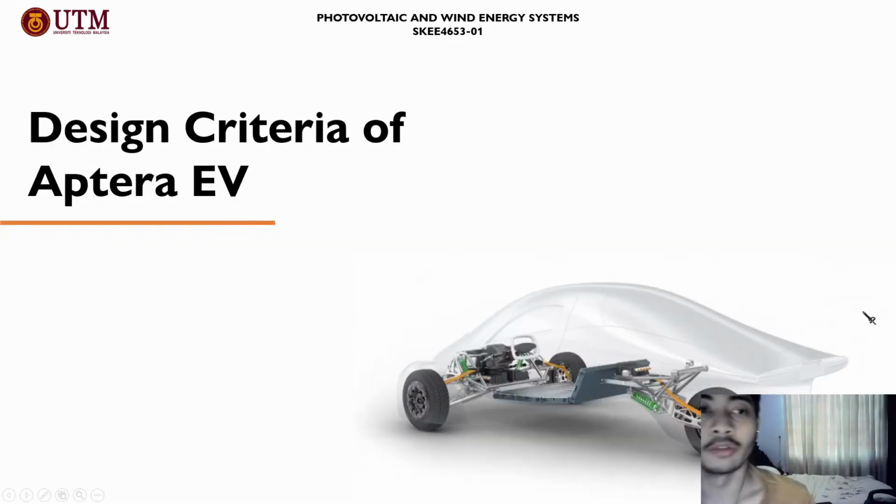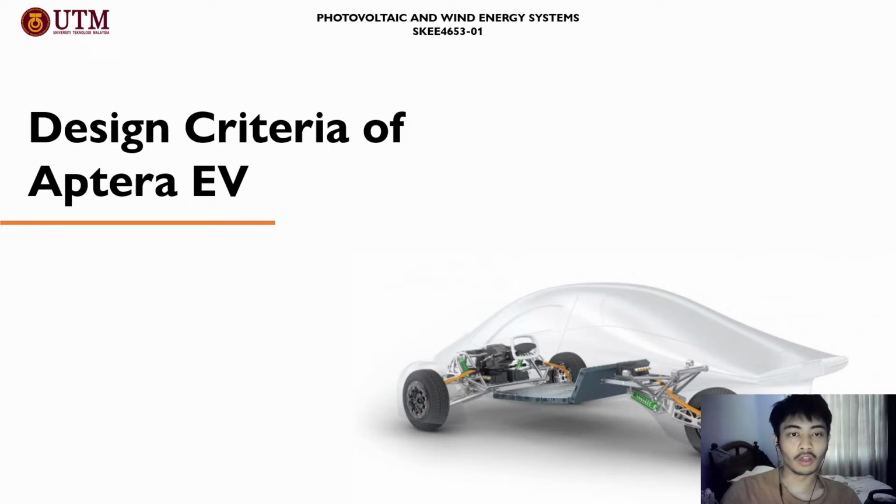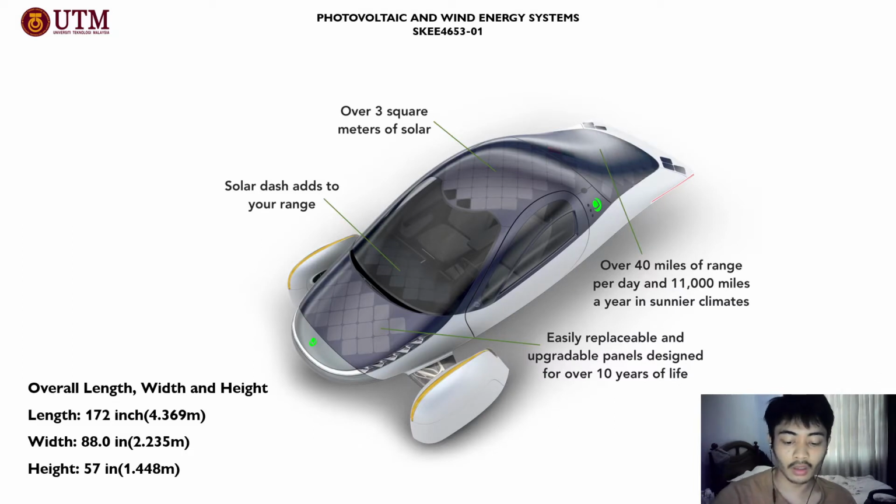Hello, my name is Mohammad Shafir Nazmi, and I will be presenting about the design criteria of the Aptera EV, as it uses solar energy to charge the car and to operate. This car is designed for two seats, with a length of about 4.369 meters, a width of 2.235 meters, and a height of 1.448 meters. But the size of it is quite large for a two-seater.